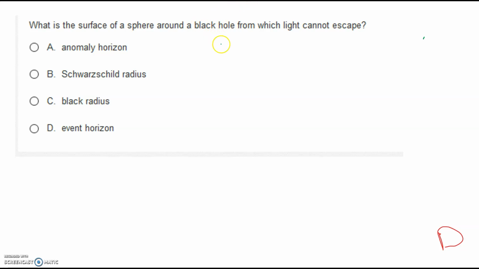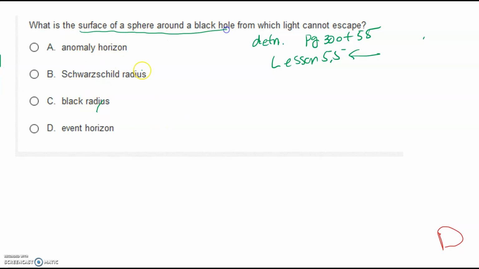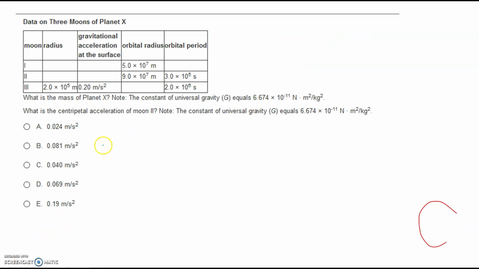Okay. So this is a definition that I found on page 30 of 55 of lesson 5.5. So the end of this lesson starts to talk about different astronomers, and it's right before that part. But this is, where did my thing go? Is it gone? There it is. This is directly the definition of this.